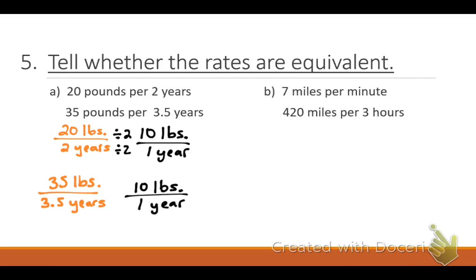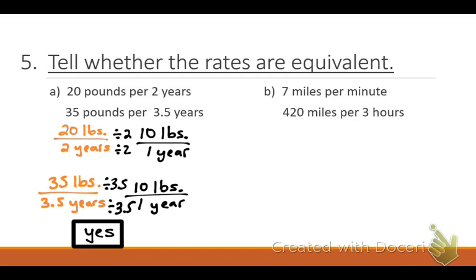Once again, all you've done is you divided by that denominator: divide by 3.5 on the top, also divide by 3.5 on the bottom. Guys, 10 pounds per year and 10 pounds per year, are those equivalent? Yes, they are. So while we thought at the beginning they were not equivalent, they actually are equivalent because their unit rate is exactly the same.